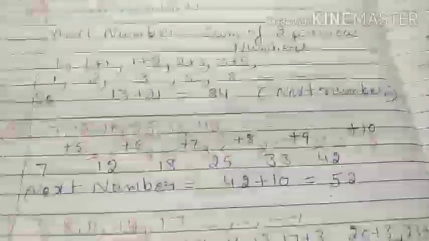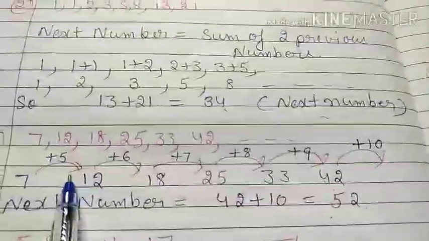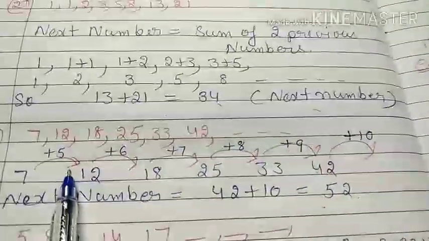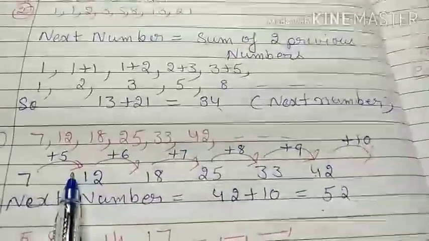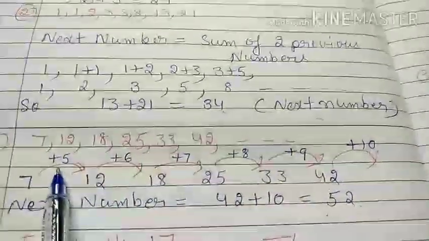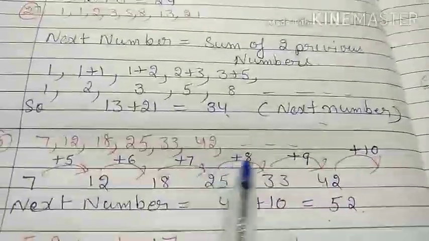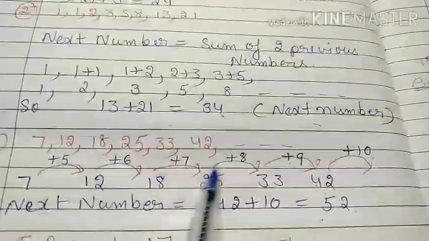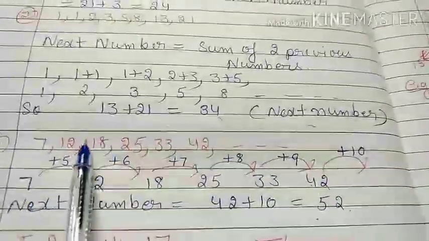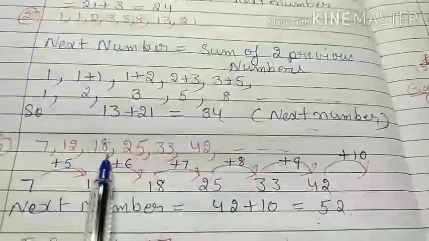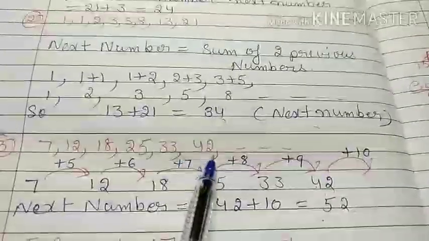So how do you identify a pattern like that? In this pattern, it doesn't mean that the same number should always be added. A series of numbers can also be added to make a pattern, like this series starting from 5, 6, 7, 8, 9. What if there is a gap in a series? Suppose the number 18 was not present in the series, and your series looks like 7, 12, 25, 33, 42.